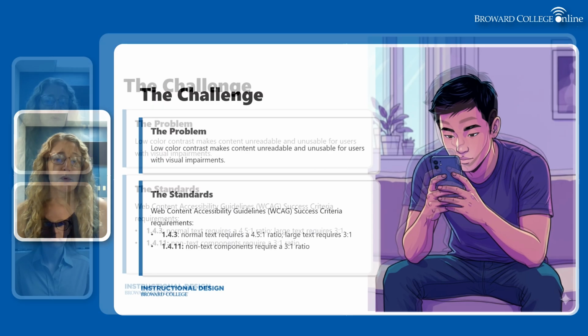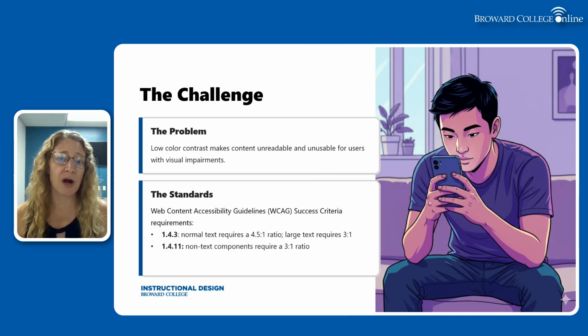The challenge with poor color contrast is that it creates a problem for visually impaired users. It makes the content unreadable and even unusable. The standards from WCAG success criteria include 1.4.3, where normal text requires a color contrast of 4.5 to 1 as the ratio, and large text requires 3 to 1. Standard 1.4.11 states that non-text components require a 3 to 1 color contrast ratio.